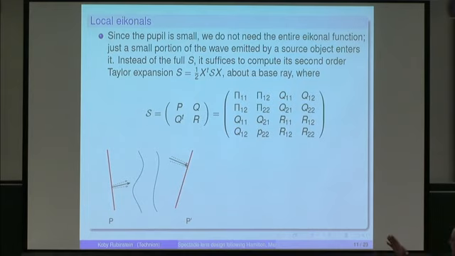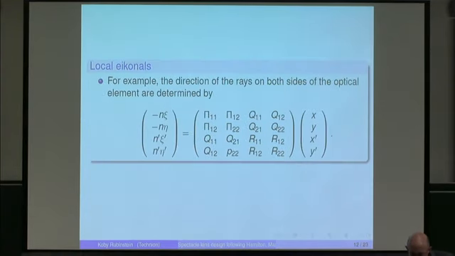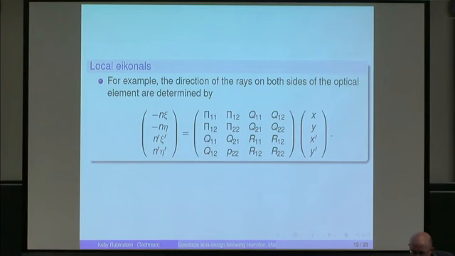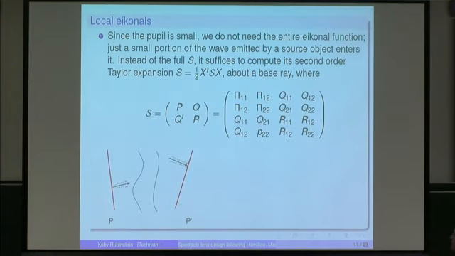This is the picture of the base ray in a given direction, and the expansion about it. So, for example, if I know this matrix and I get 2 points, I can find the direction of the ray connecting these 2 points. This is an example of an application. As you see here, there are 4 submatrices. The submatrix R is essentially our original dioptric matrix. If I can control this submatrix R, I can control the prescription. That's one piece of good news about this function.